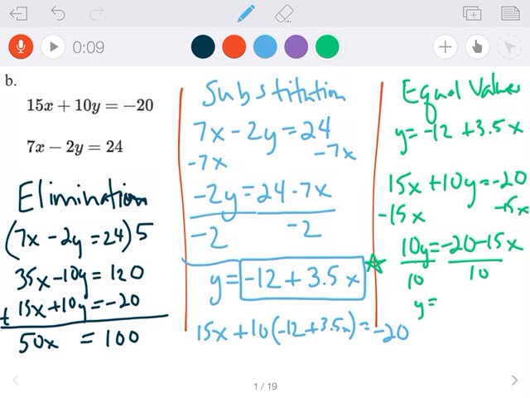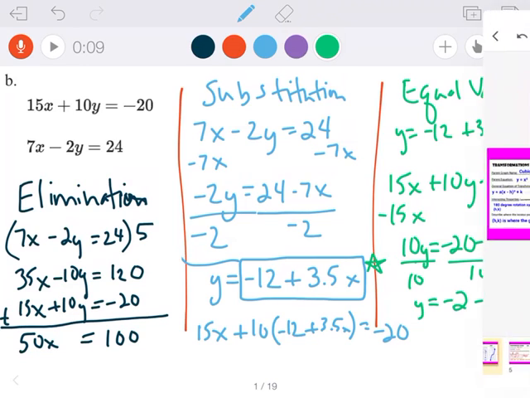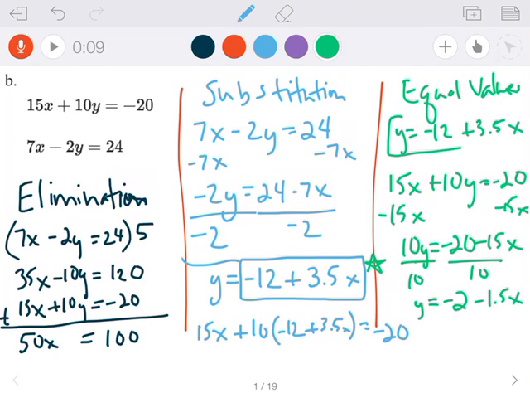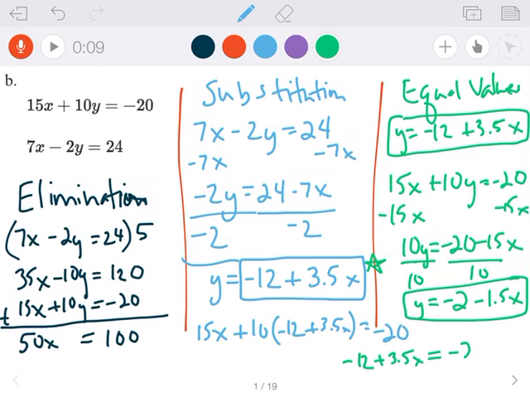So y equals -20 divided by 10 is -2. -15 divided by 10 is -1.5. And now I have this equation that's equal to y, and I have this equation that's equal to y. And since they're both equal to the same thing, I can set them equal to each other. So -12 plus 3.5x equals -2 minus 1.5x, and then I could solve from there. So you have three options to solve this. I know which one I would pick, but that is entirely up to you.